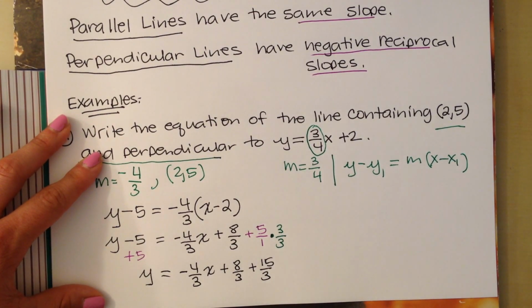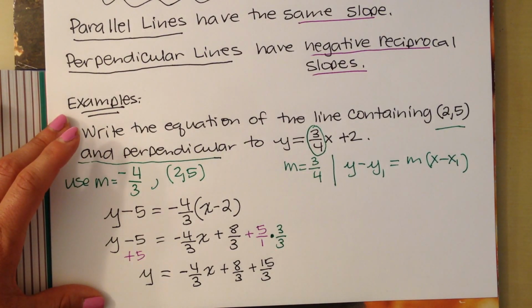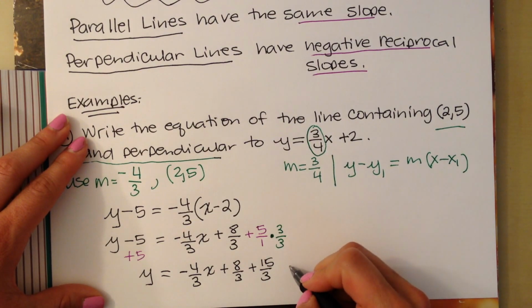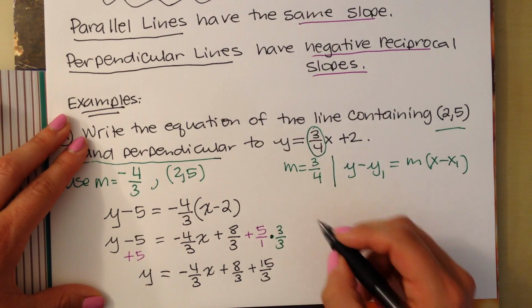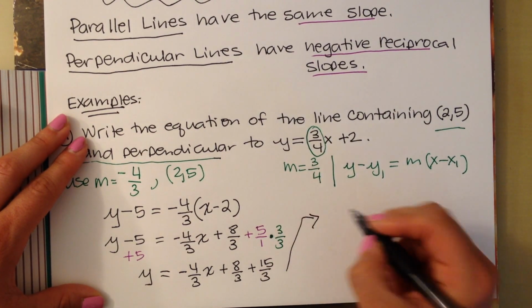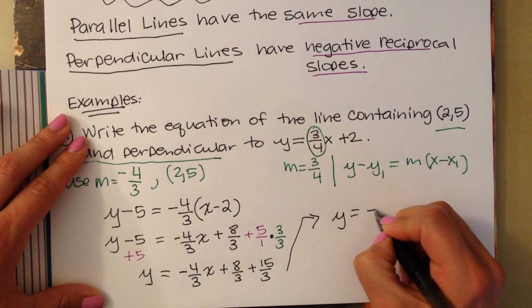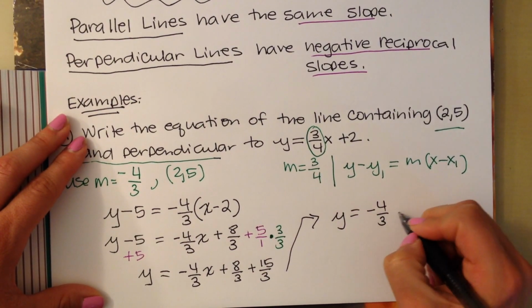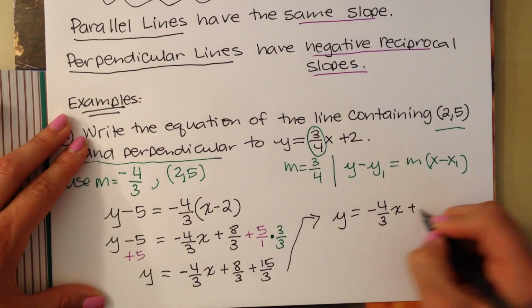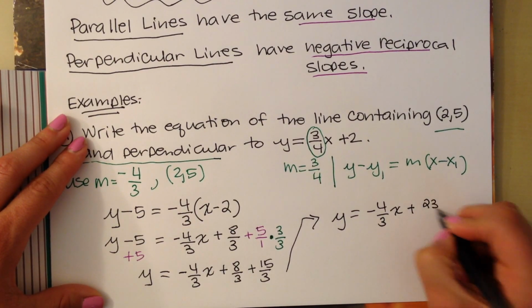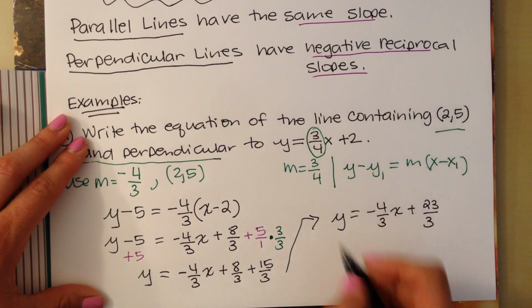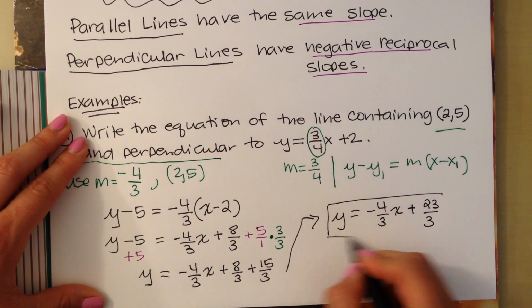Okay, so we now have the same denominator, and from here what we're going to do is just combine our like terms. So we have our final answer: y equals negative 4/3 x plus 23/3. And then we're done. So that's our final answer.